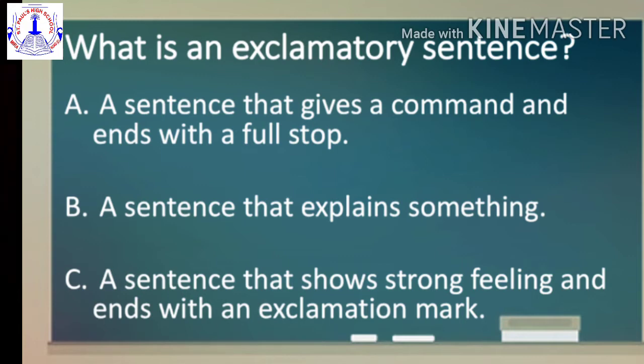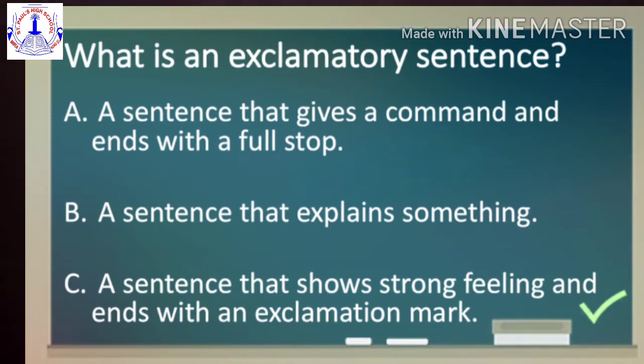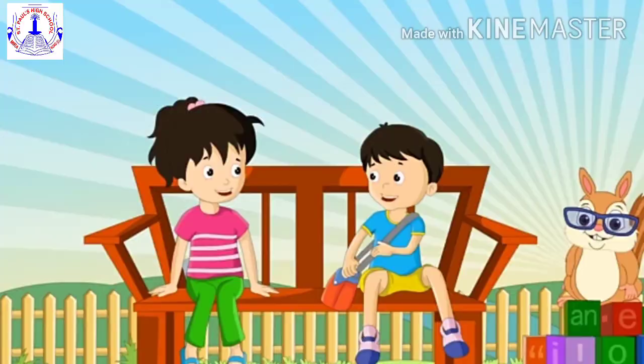Fourth, what is an exclamatory sentence? The options are A. A sentence that gives a command and ends with a full stop. B. A sentence that explains something. And C. A sentence that shows strong feeling and ends with an exclamation mark. Correct. The answer is option C. A sentence that shows strong feeling and ends with an exclamation mark.